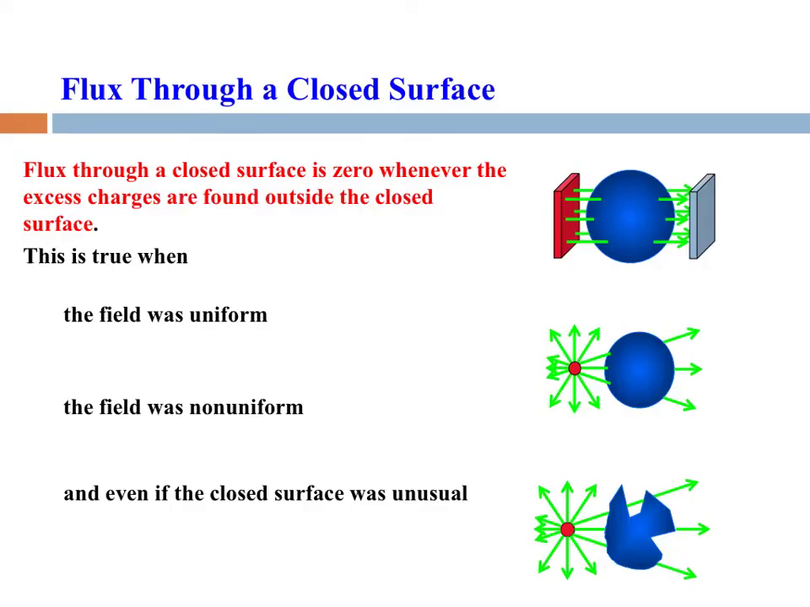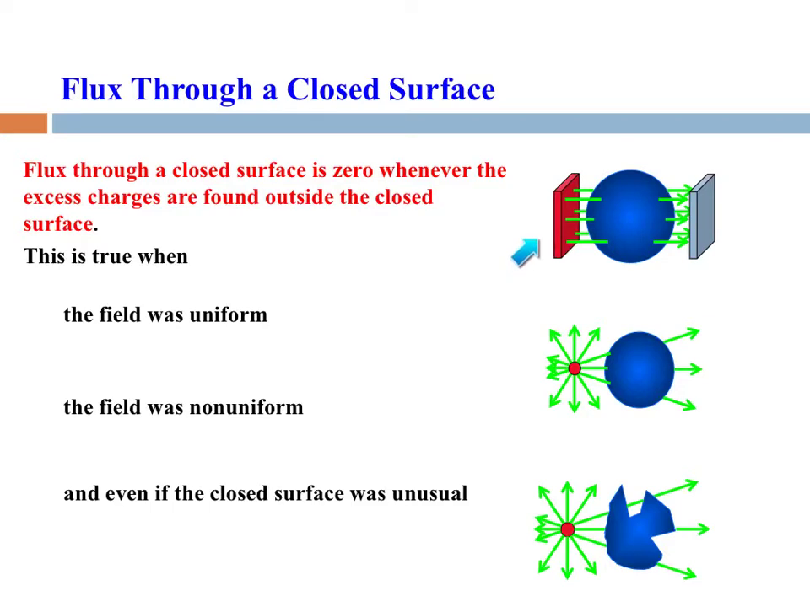Now, in a previous video, we talked about the flux through a closed surface. We said that the flux through a closed surface is zero whenever the excess charges are found outside the closed surface. Now, this was true when the field was uniform, like in this first picture.